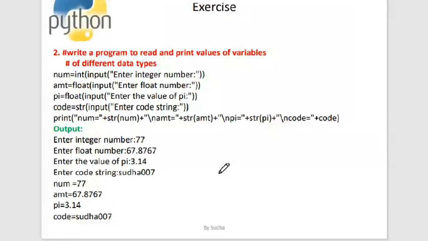Yes, ma'am. So coming to the second program. The second program is: write a program to read and print values of variables of different data types. So here we want to read and print values of different data types. The first one is we are reading an integer data type. The second one is a floating data type. The third one is again a floating data type, and the fourth one is a string data type.